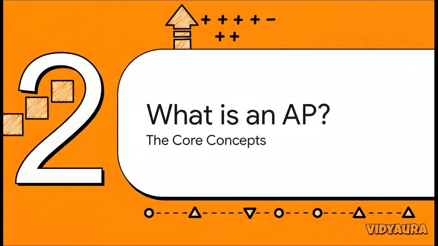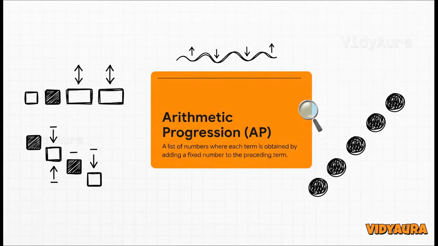Okay, so what exactly is an AP? Let's dive into the core concepts. An arithmetic progression, or AP, is really just a list of numbers where you get to the next number by always adding the exact same amount to the one before it. That constant step, that fixed number, is the key to everything.